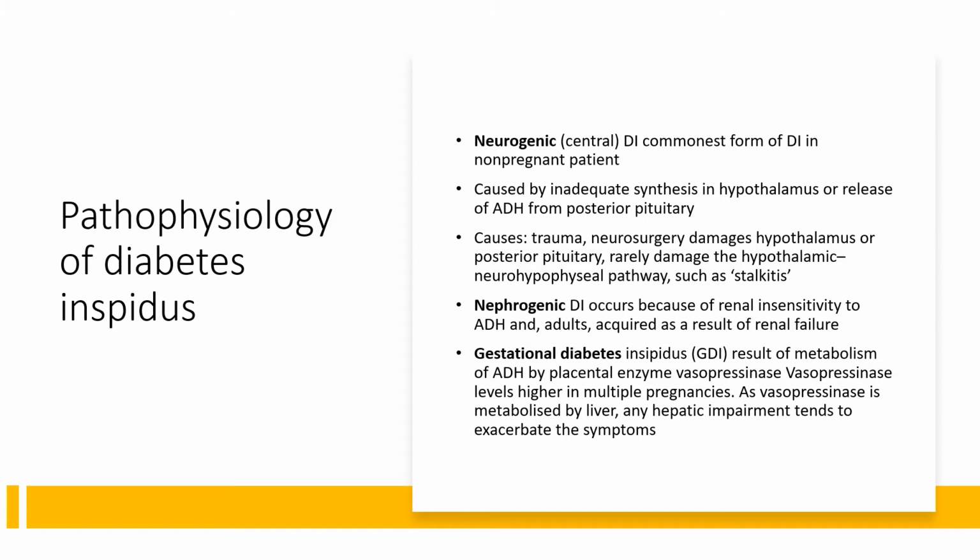Nephrogenic diabetes insipidus occurs because of renal insensitivity to ADH, and in adults, this can be acquired as a result of renal failure. Gestational diabetes insipidus results from metabolism of ADH by the placental enzyme vasopressinase. Vasopressinase levels are higher in multiple pregnancies, as vasopressinase is metabolized by the liver. Any hepatic impairment, for example in preeclampsia or HELLP syndrome, tends to exacerbate the symptoms.